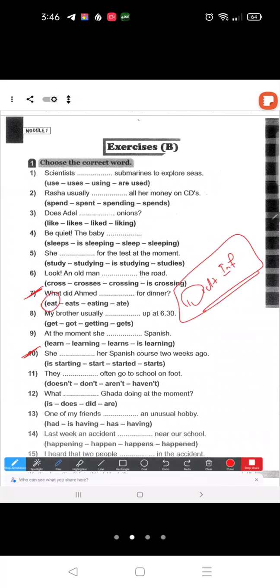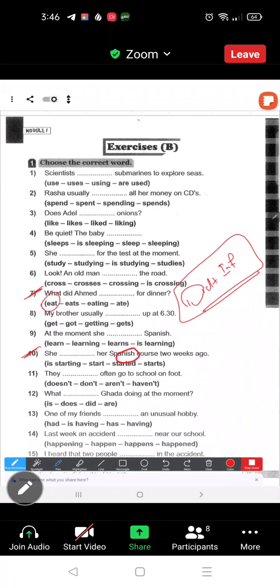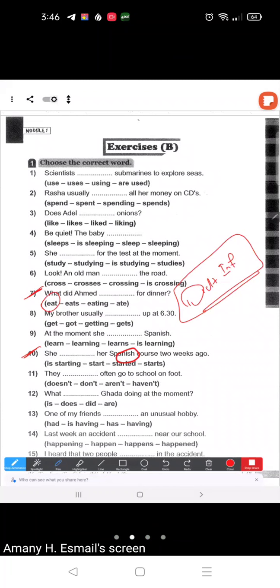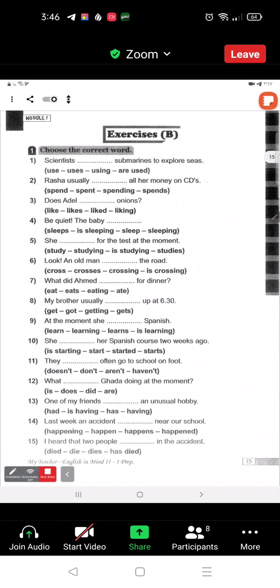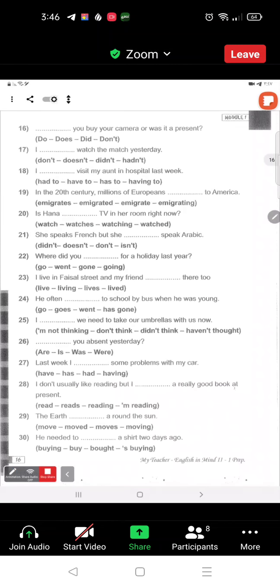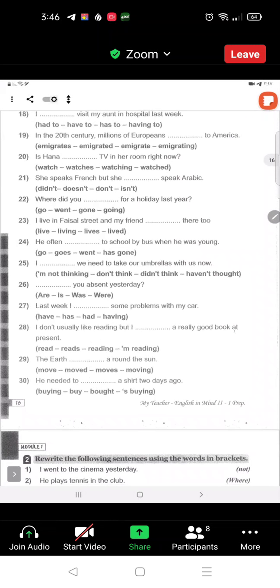You could answer number 10. She started her Spanish course 2 weeks ago. She started. Excellent. She started her Spanish course. Please don't write anything on the share screen. She started her Spanish course 2 years ago. Okay, let's move to the last one.